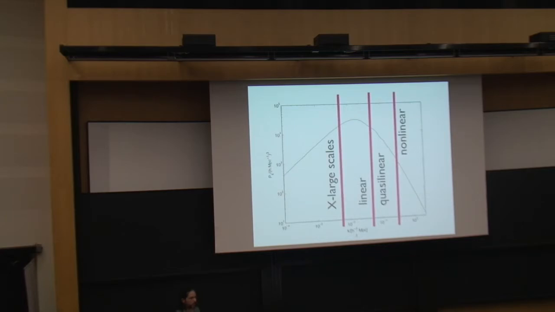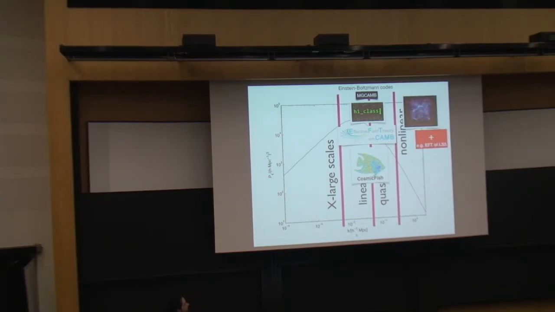So with this, for the linear and quasi-linear region, there are lots of codes at the moment on the market. I mean, hi_class, Miguel is here. If you have questions, you can ask him. And for EFTCAMB and CosmicFish, Matteo is here, can tell you more. So there are lots of codes developed for this. But for the nonlinear part, the main thing that we do these days is simulations. And there are also some analytical ways of doing this, like the EFT of LSS.